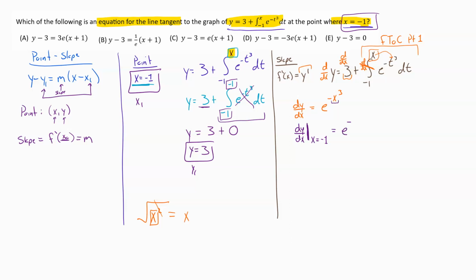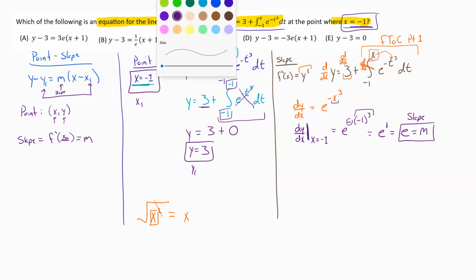And so we get e to the negative -1 to the third. -1 to the third would be -1, and with another negative that gives us a +1. So out of there we would get e to the first, which we could just call e. So this is our slope, this is our m. That's the other piece of the puzzle we needed to put together our point slope form.